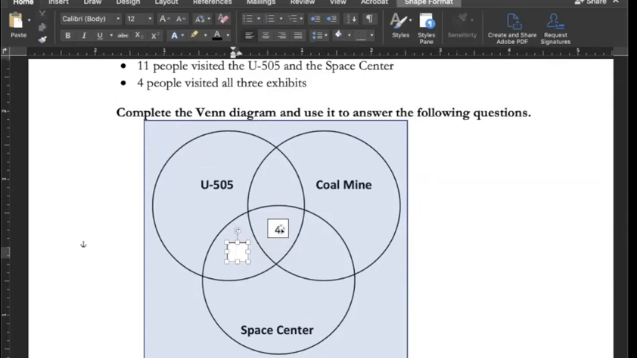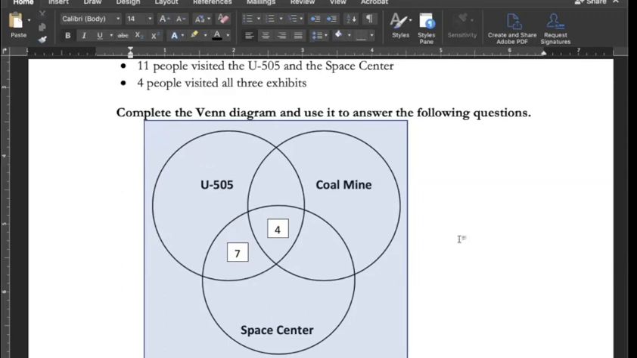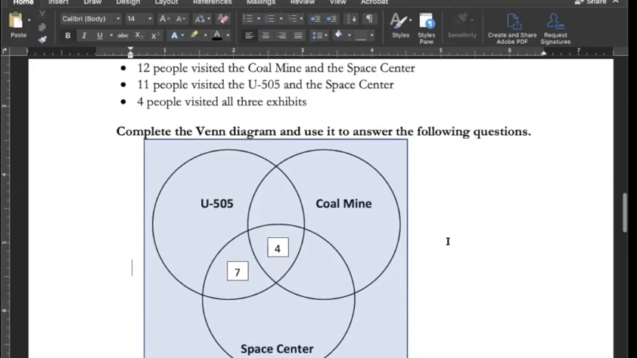If there are 4 people in here and there are a total of 11 people in these 2 regions combined, people who visited the U505 and the Space Center, that means that there are 7 other people in that region, okay? So the 11 people that visited the U505 and the Space Center, there's a total of 11. Now 4 of them also visited the coal mine, but these 7 people visited the U505 and the Space Center exclusively.